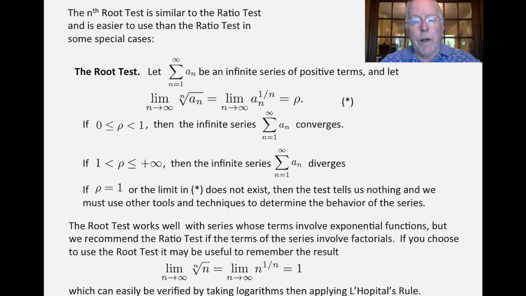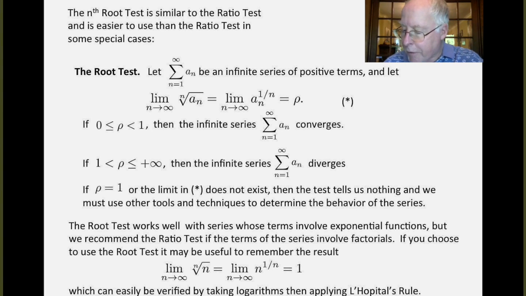So this test works well with series whose terms involve exponential functions. Usually I recommend the ratio test if you have factorials, because taking nth roots of factorials can be difficult. But when you choose to use the root test, it might be useful to remember this limit we saw when we studied sequences and also when we looked at L'Hopital's rule. A very important one that shows up now and then is that in general, the nth root of n as n goes to infinity turns out to be 1. And we'll be looking at this and some minor modifications of this that also often give us 1.